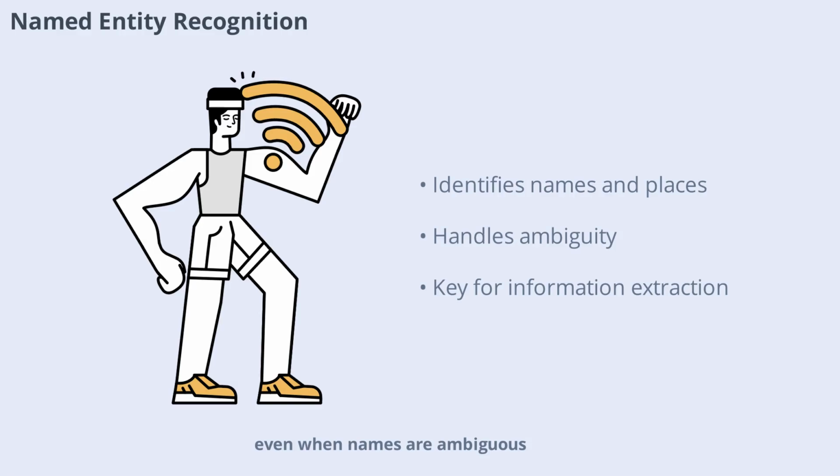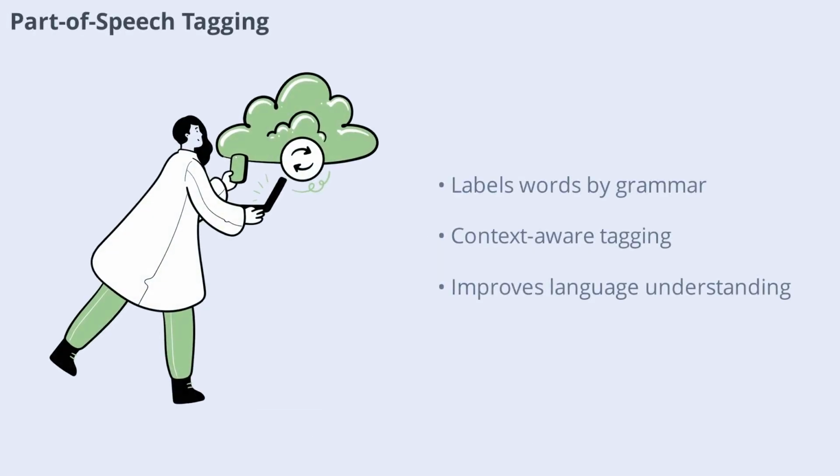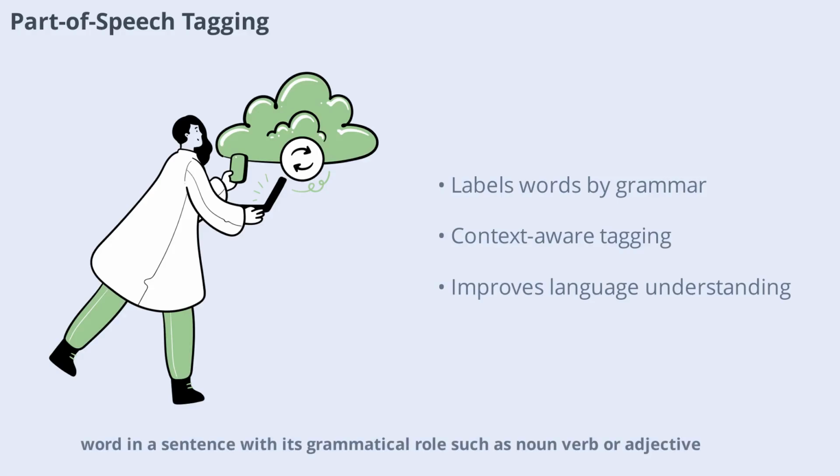Part-of-speech tagging is the process of labeling each word in a sentence with its grammatical role, such as noun, verb, or adjective. RNNs are well suited for this task because they can consider the context of each word within the sentence. For example, the word "run" can be a noun or a verb depending on the surrounding words. By analyzing the sequence, RNNs can accurately assign the correct tags, which is essential for deeper language understanding.